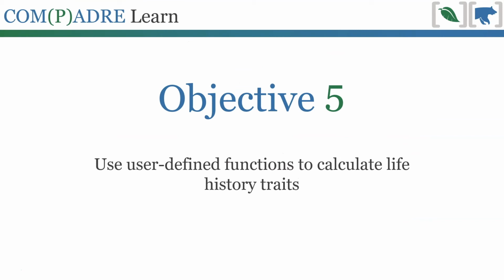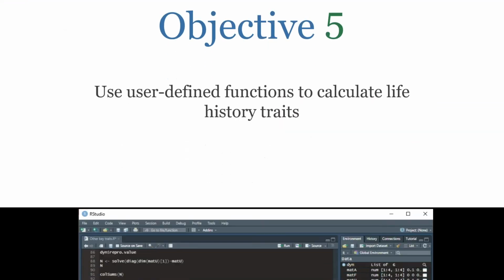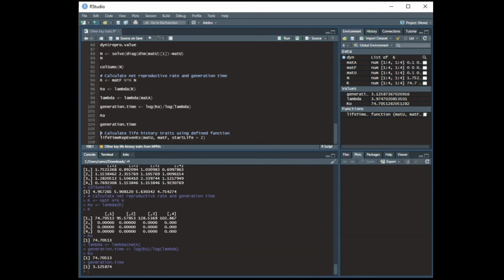Objective 5. Use user-defined functions to calculate life history traits. The final step in this tutorial video will be using the function we defined earlier, which we called lifetime reproductive events, to calculate some life history traits. Since we wrote in the equations that we want to use and the outputs that we want when we created the function, all we need to do at this point is set which data we want to use and then run the function. In this example, we'll use the U and F matrices we created earlier, which are the survival and fecundity matrices respectively. But you can also use U and F matrices from the Compadre or Comadre databases.